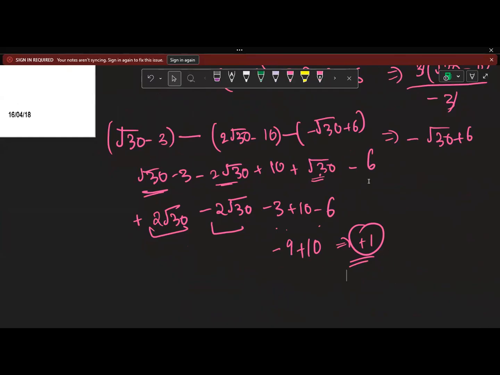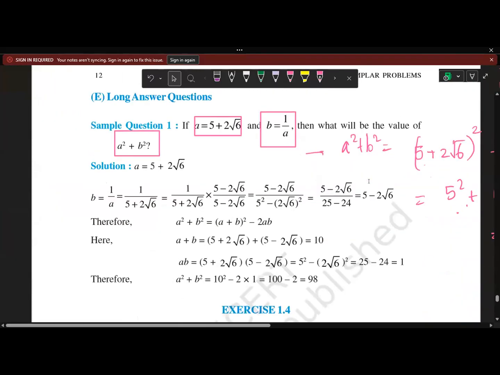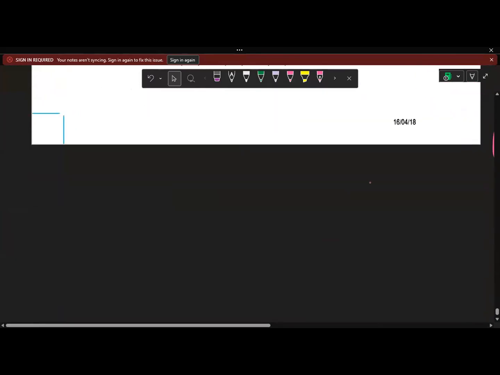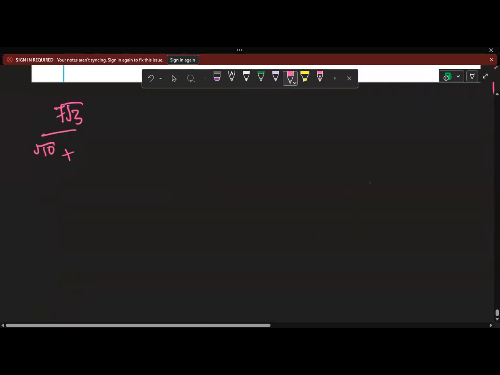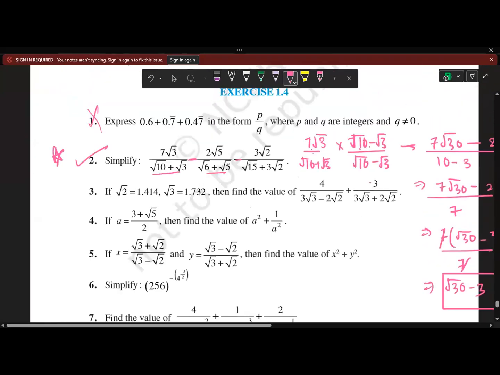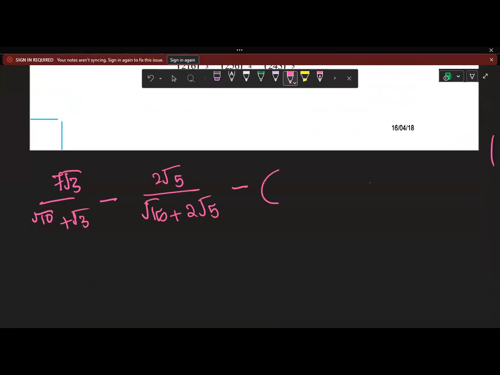Ma'am, could you explain it again? Yes, sure, Hafsa. Which part? Tell me. Did you understand how I am rationalizing the terms? No. Okay. See, the question was 7 root 3 divided by root 10 plus root 3, minus root 2 root 5, and then there was one more term over here.